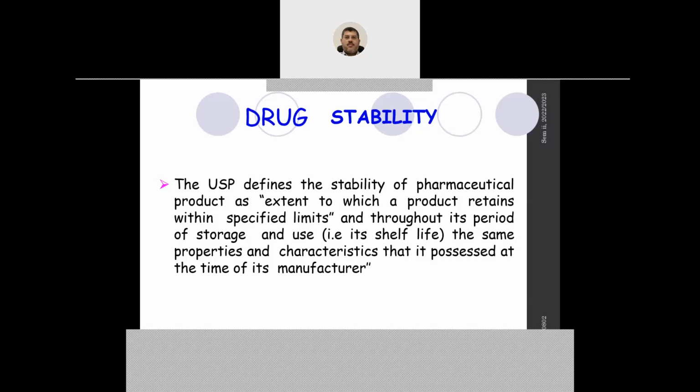So we mentioned last time that we have three aspects: physical stability, chemical stability, and microbiological stability. They should be retained within specified limits. That means there may be some variation with time during the shelf life, but this variation should not be beyond or below allowed limits. Okay?